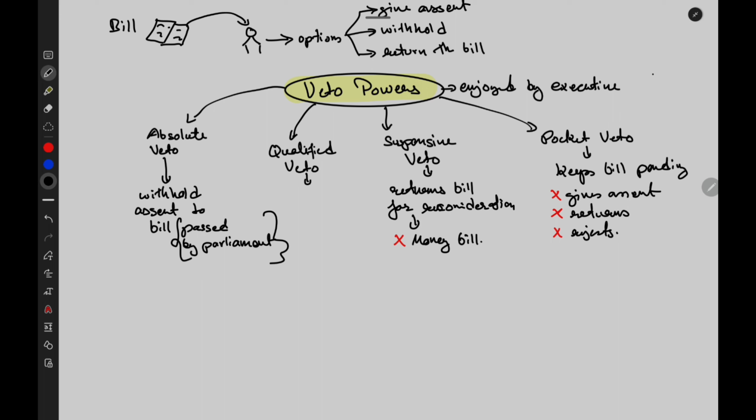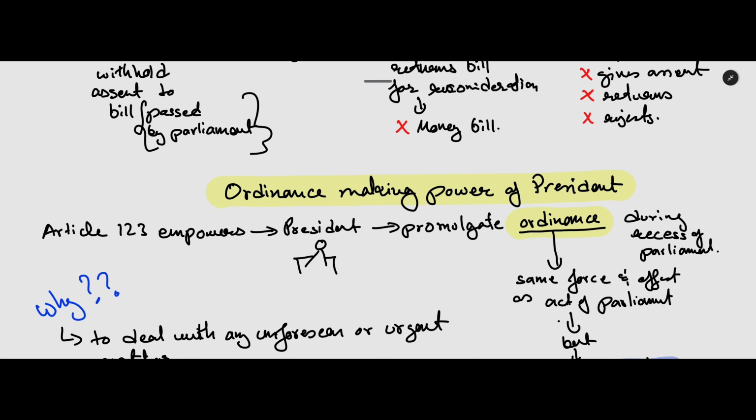Next is suspensive veto. In the suspensive veto, the president returns the bill for the reconsideration of the house. And one special case is that a money bill cannot be returned. It has to be passed, and assent has to be given by the president. Having said that, now let's see the ordinance making power of the president.